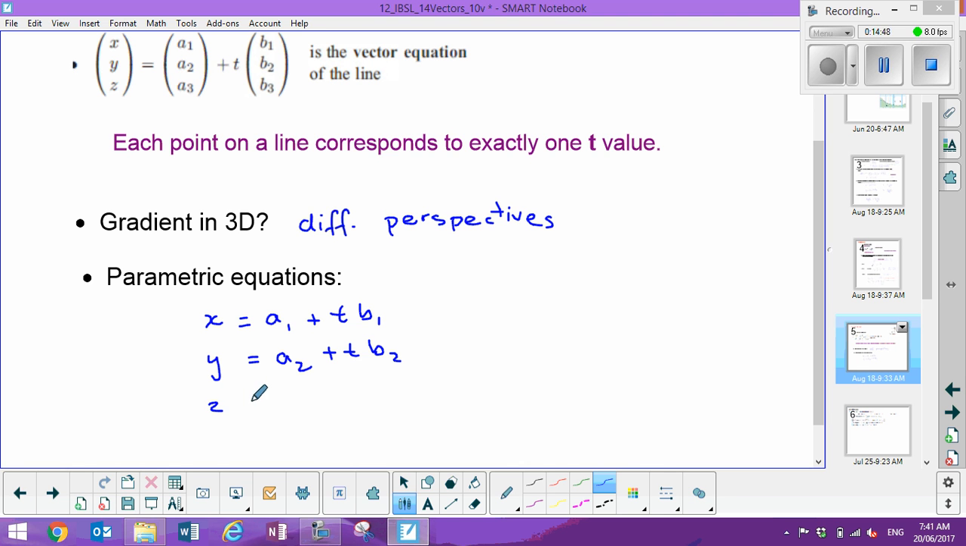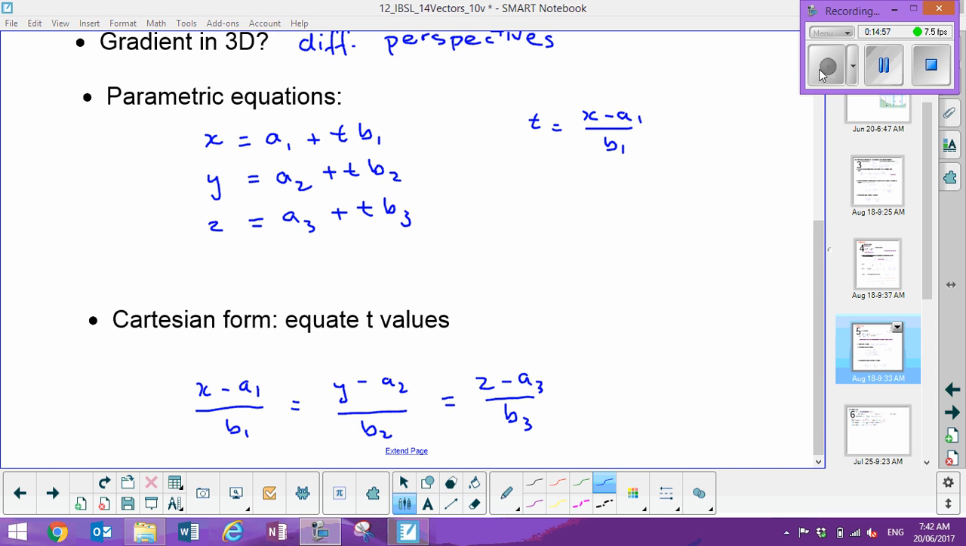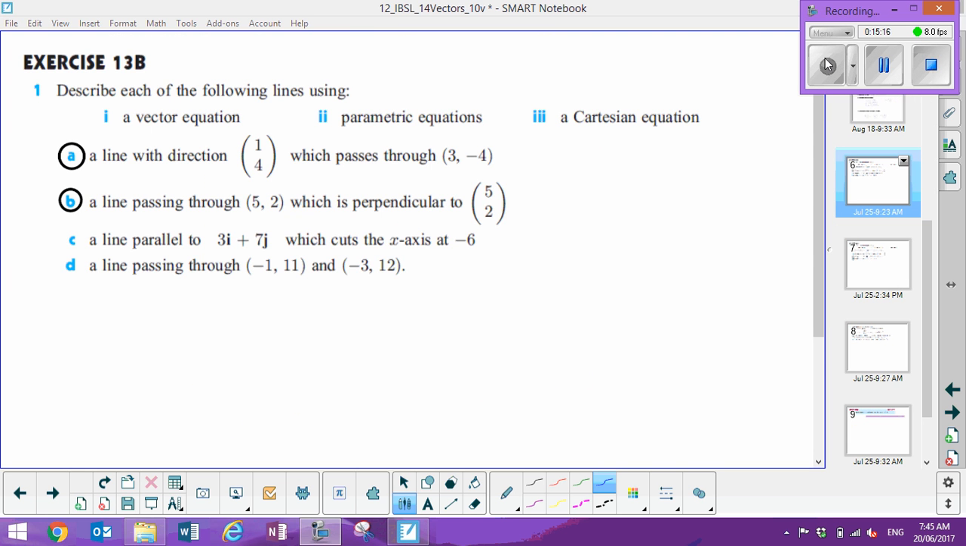Z equals a3 plus t lots of b3. So remember, if we want to make a Cartesian form, we equate the t values, which means rearrange each of the parametric equations to make t the subject, and then equate them. So we'll end up with an equation with 3 parts because we've got 3 components here. So let's look at some examples of these.